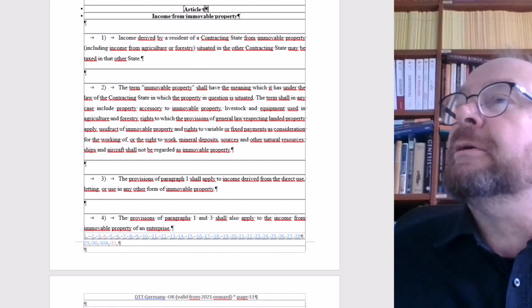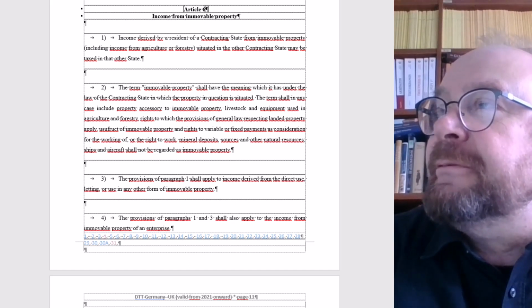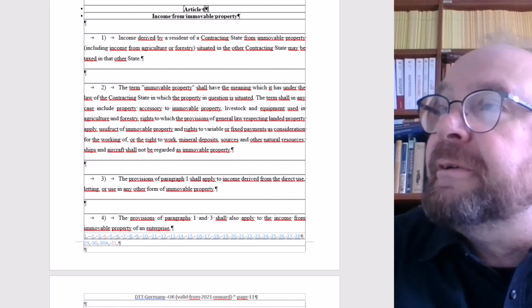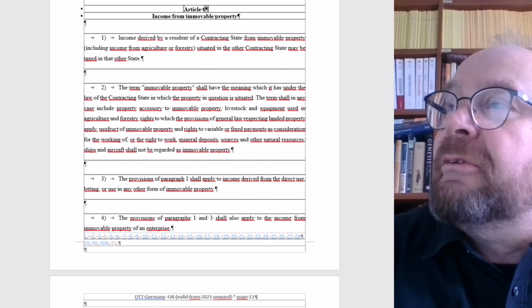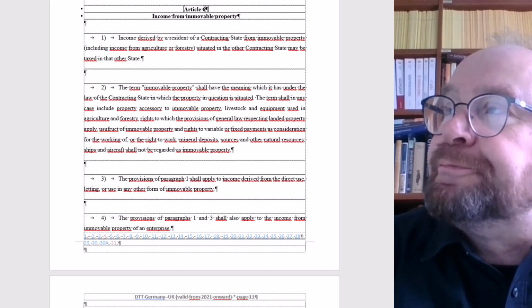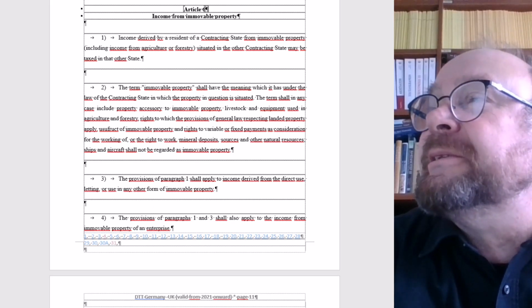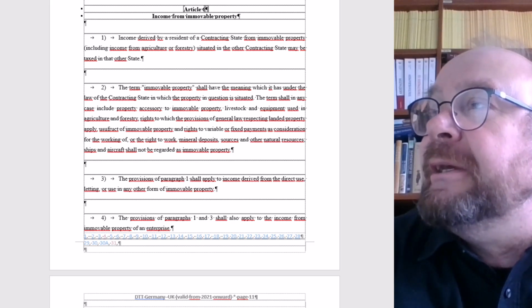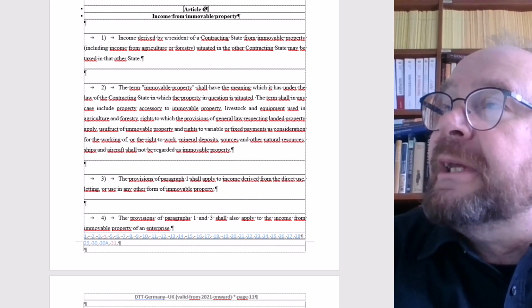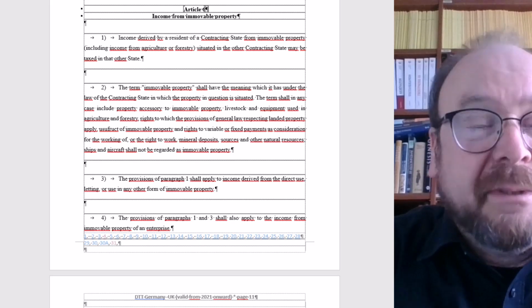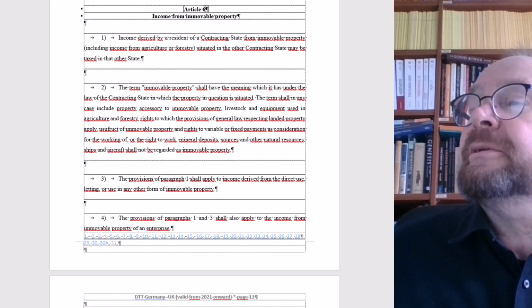Okay, let's have a look. Article 6, income derived by a resident of a contracting state. So let's directly fill in: income received by a resident of Germany from immovable property which is located in England, UK, may be taxed in England, UK. So that's a clear answer. It's identical to what the OECD model says. It stands at the same point and place.